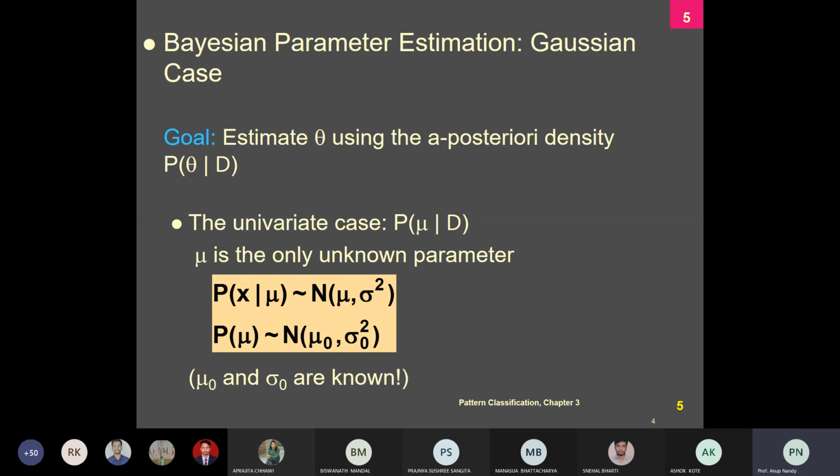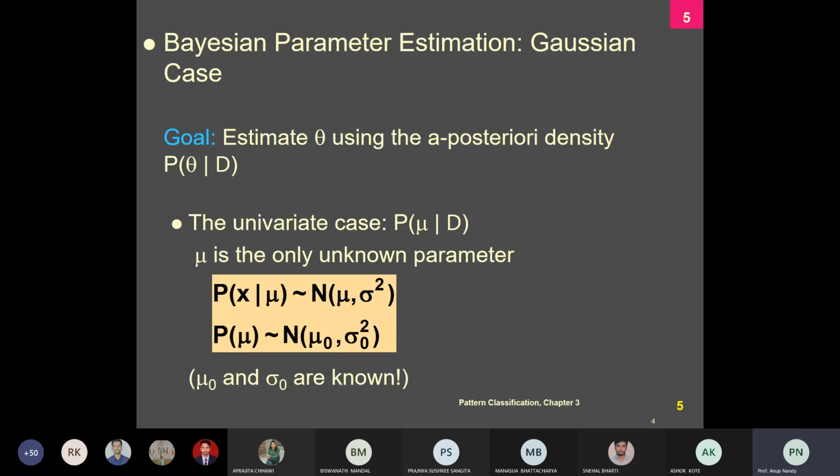Now mu naught represents our best prior guess for mu, and sigma naught squared is a variance that measures our uncertainty about the guess. Please remember, this is a very vital point for your Bayesian estimation: mu naught and sigma naught squared. Because here you are going to estimate mu, this prior knowledge is given to you, and mu can be expressed as a prior density.